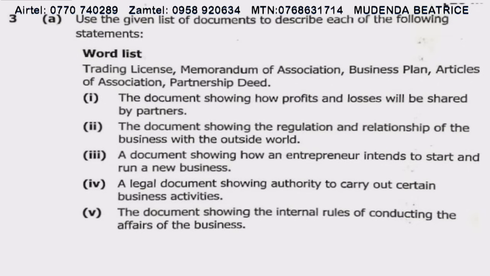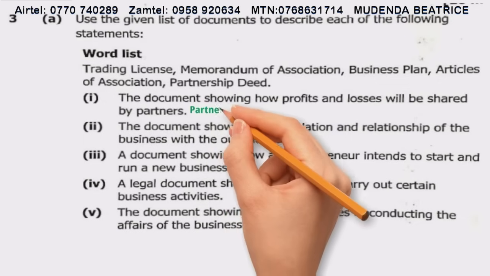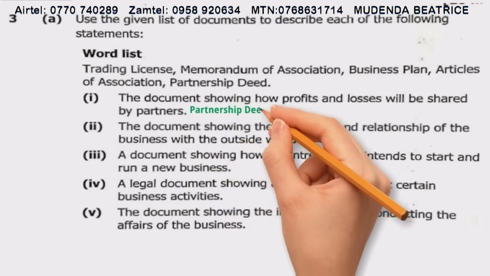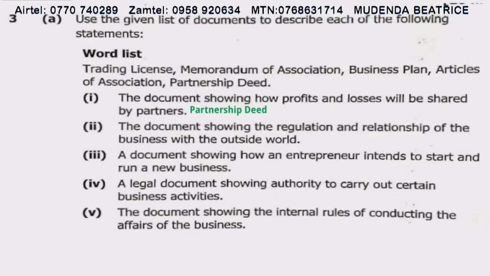will be found in the document called partnership deed. That's where you find the percentage of how much profit each partner will get.